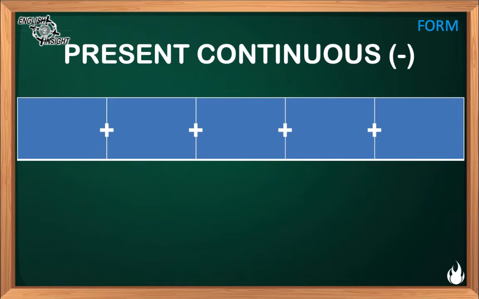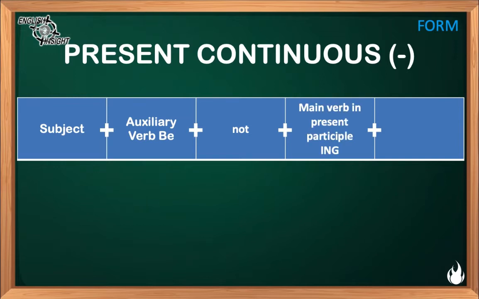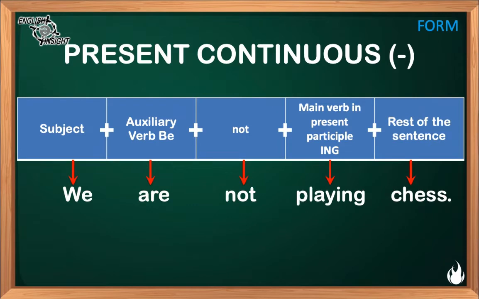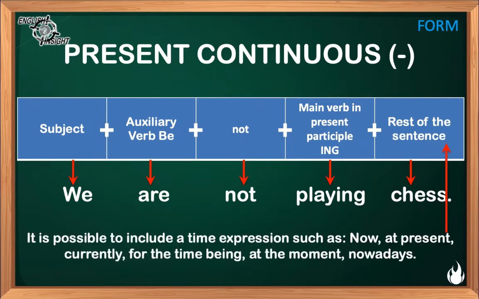Present continuous in negative, we commence with the subject, then the auxiliary be conjugated accordingly, the word not, the main verb conjugated in present participle, the rest of the sentence, and we can also include time expressions.